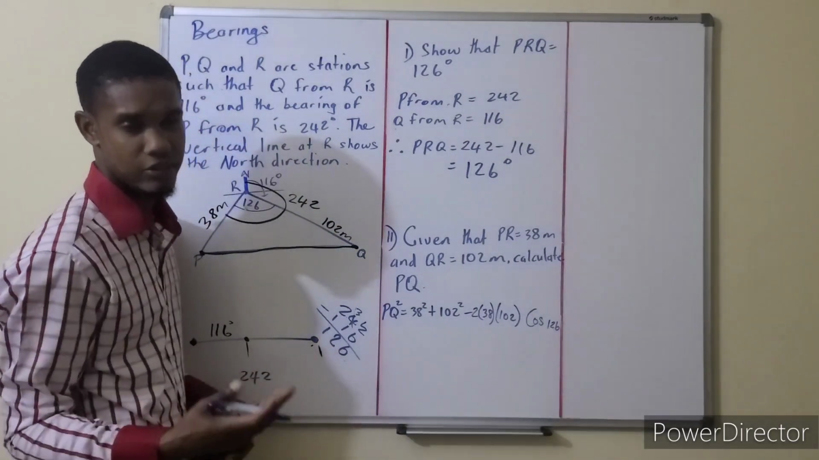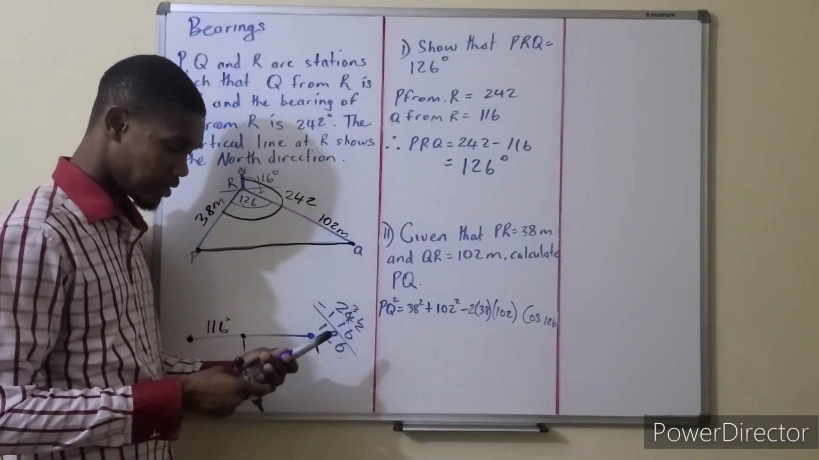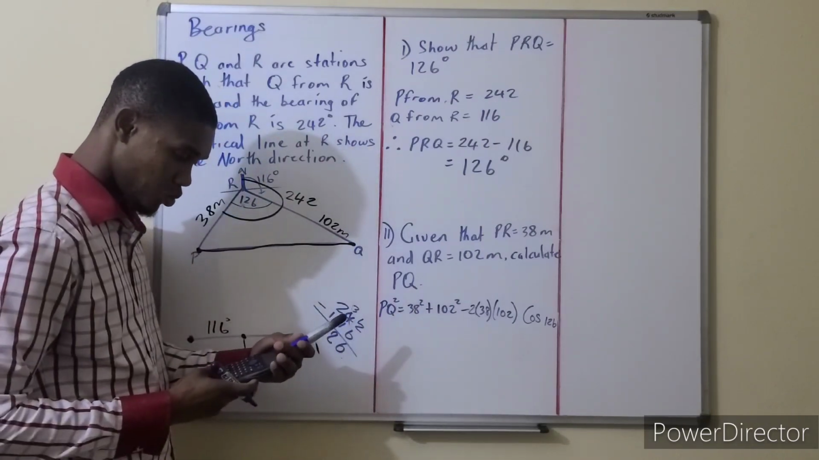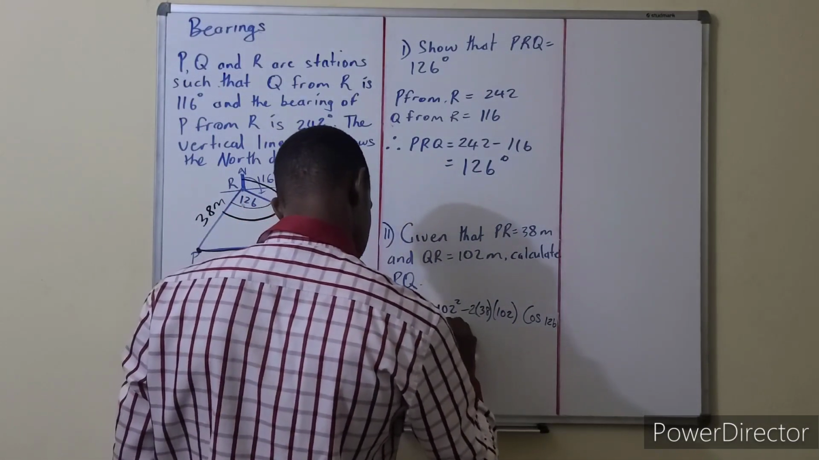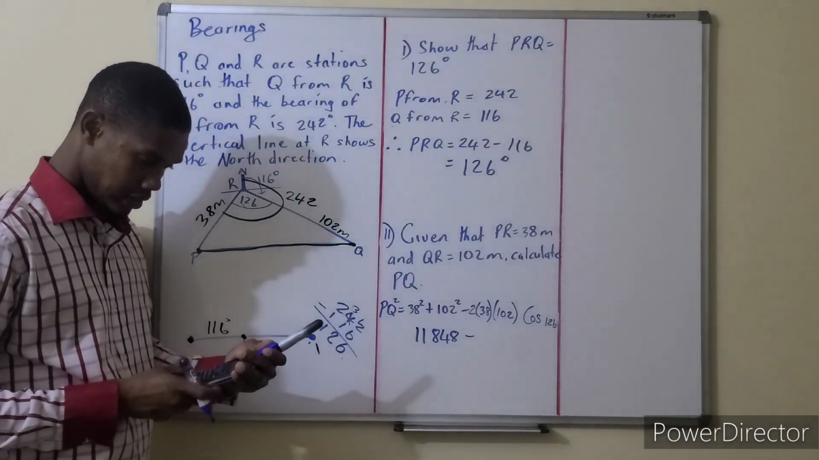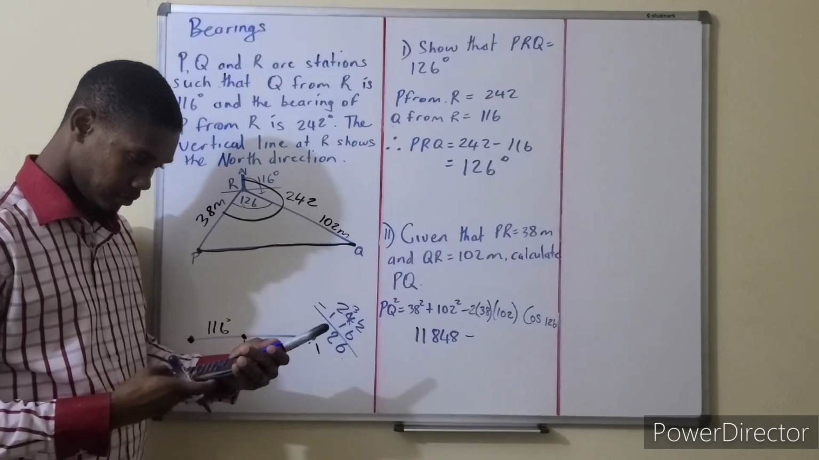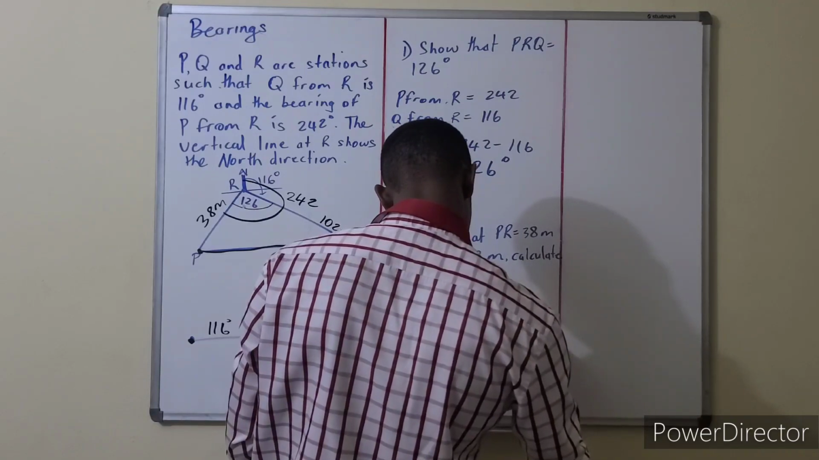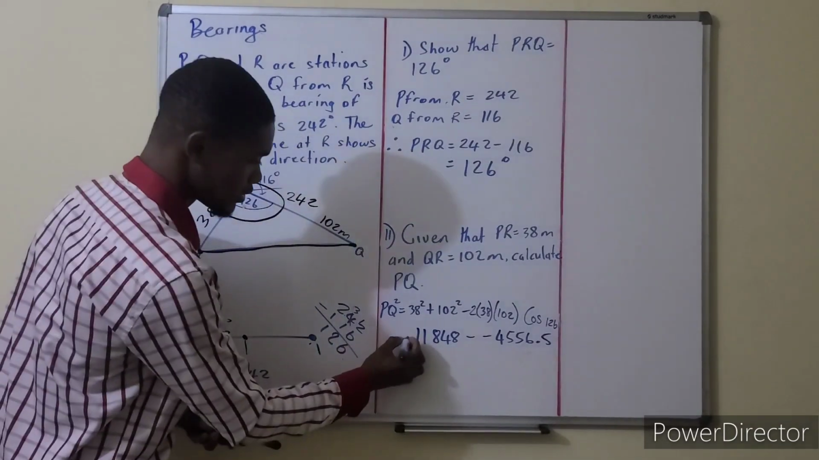Depending on the type of calculator you have, you can just put all of it in and you get the answer. But if you don't have a calculator that can put all of it in, you can work them piece by piece. So I'm going to work these two together. So 38 squared plus 102 squared would give us 11,848. Minus 2 times 38 times 102 times cos 126, that would be equal to negative 4,556.5. So I rounded it off to one decimal place.